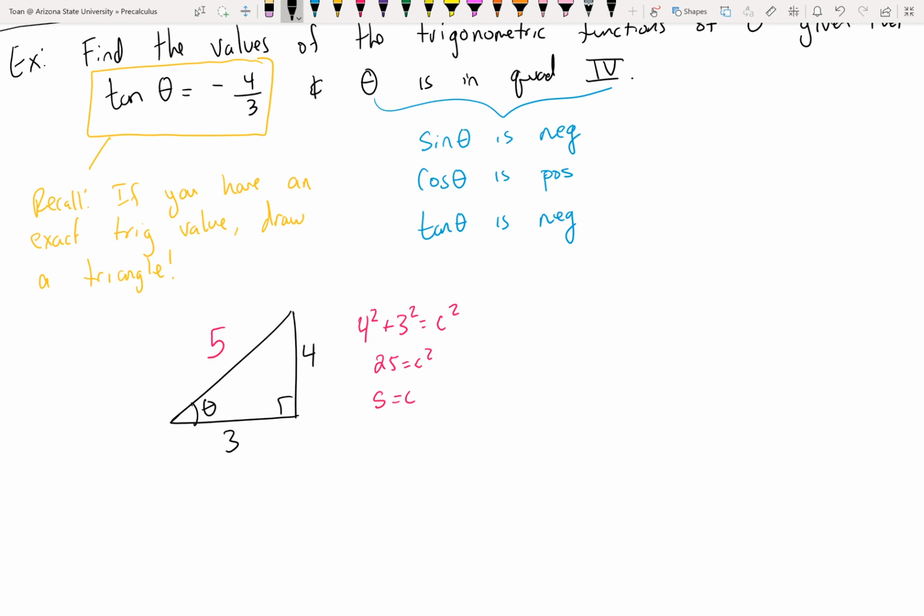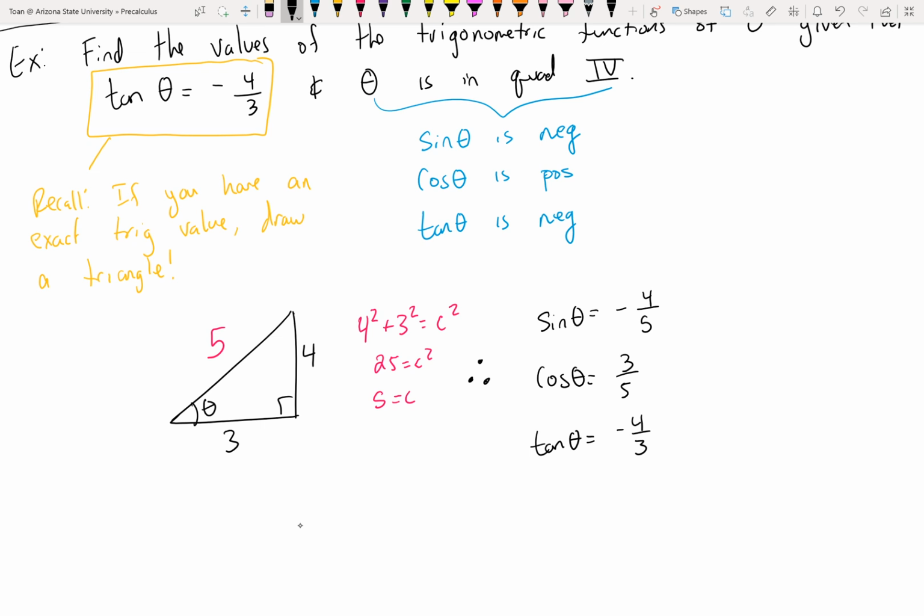So we can just read our answers. But you have to keep in mind, don't forget the positivity and negativity. So what is sine? According to this picture, the sine of the theta angle is 4 over 5. However, since we're in quadrant 4 and sine is negative, it'll be negative 4/5. Cosine is 3/5, and cosine is positive in quadrant 4, so it's just 3/5. They've already given us a tangent, so I'll just go ahead and rewrite it.